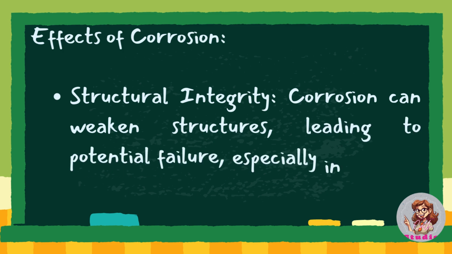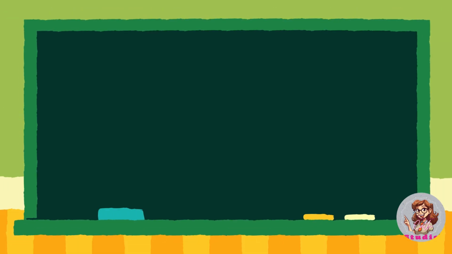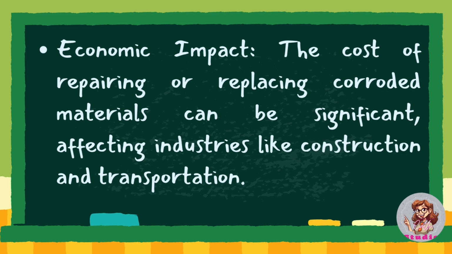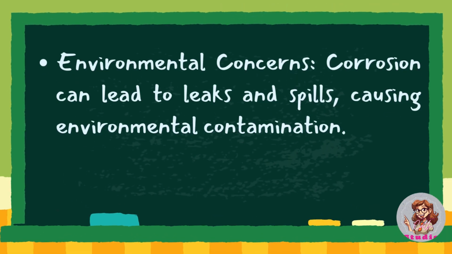Effects of corrosion. Structural integrity. Corrosion can weaken structures, leading to potential failure, especially in bridges, buildings, and pipelines. Economic impact. The cost of repairing or replacing corroded materials can be significant, affecting industries like construction and transportation. Environmental concerns. Corrosion can lead to leaks and spills, causing environmental contamination.